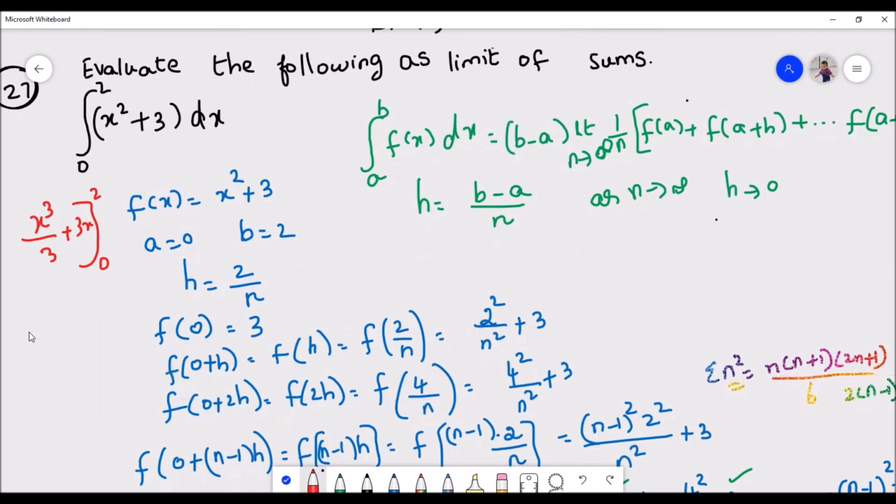It is nothing but 2 cube is 8, 8 divided by 3 plus 3 twos are 6. So it is nothing but 26 by 3. So our answer is perfect.